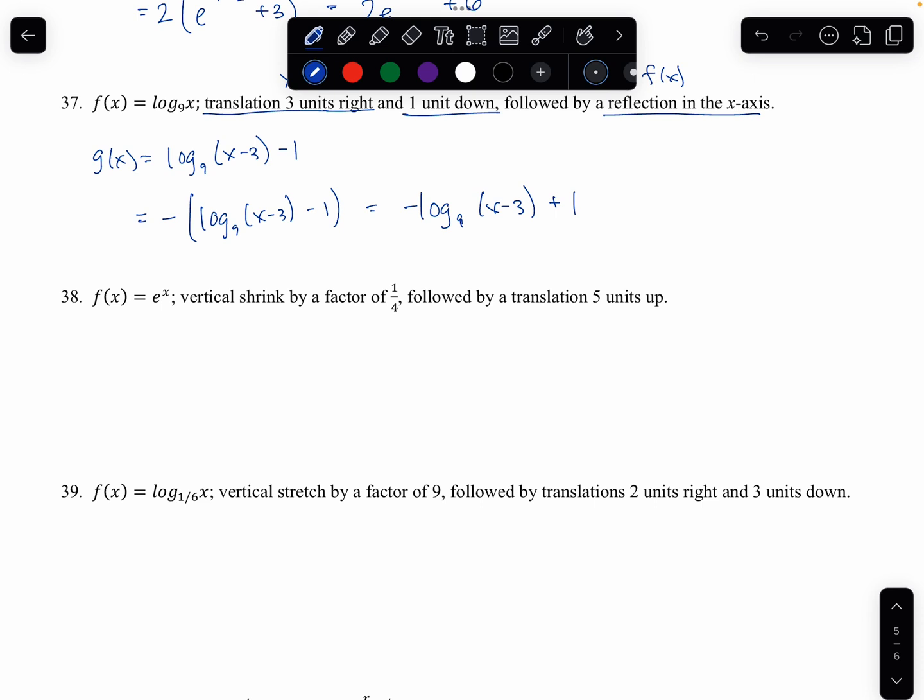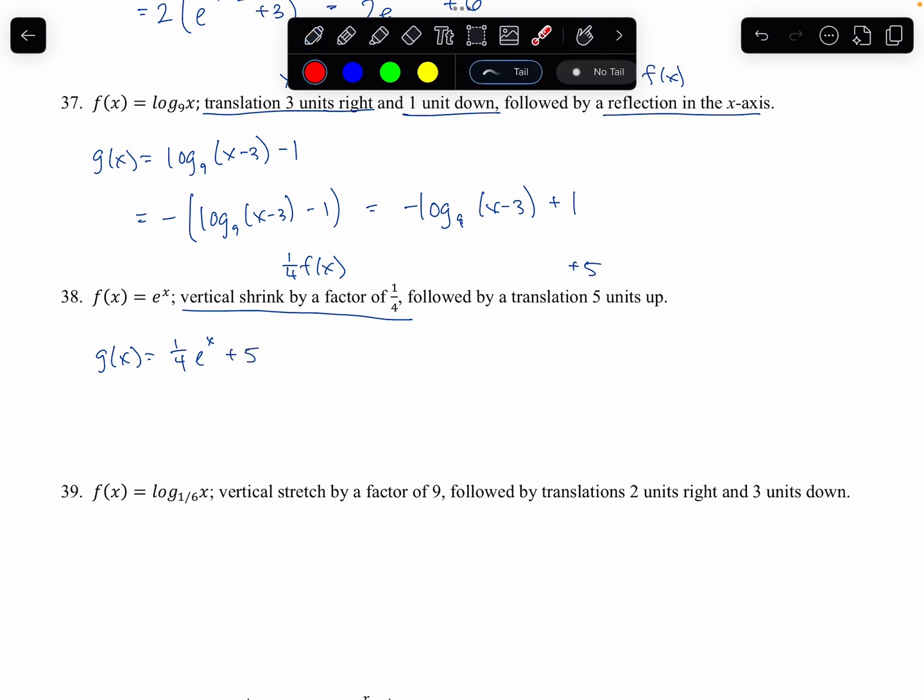Okay, for this next one, so vertical shrink by 1/4, so that's 1/4 times the function, and then plus 5. So g of x will be equal to 1/4 e to the x. Now, because this plus 5 is coming after, I don't have to distribute the 1/4. I can just do plus 5. Because I'm multiplying this by 1/4 before I'm adding the 5. If these had been reversed, we would add 5, and then I'd have to multiply by 1/4, which would mean that I'd have to distribute. But that's fine right there.